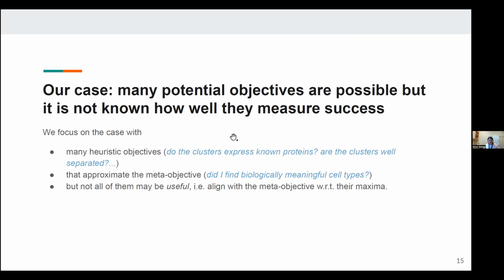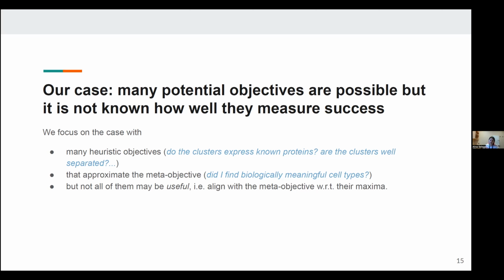Okay, and finally, I'm ready to describe the motivation for our work. Our work is really motivated by, and we aim to address, the case where we have many potential objectives that can measure workflow success, but we do not know upfront how well they measure our success, right? So in the case of our clustering example, our heuristic objectives could be like, do the clusters express known proteins?